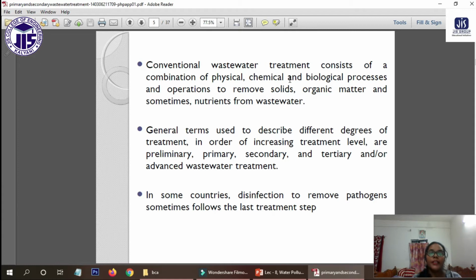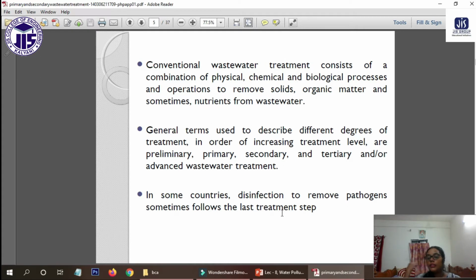Now, the conventional wastewater treatment consists of a combination of physical, chemical and biological processes and operations to remove solids, organic matter and sometimes nutrients from the wastewater. The general terms used to describe different degrees of treatment, in order of increasing treatment level, are preliminary, primary, secondary and tertiary or advanced wastewater treatment. In some countries, disinfection to remove pathogens sometimes follows the last treatment step.